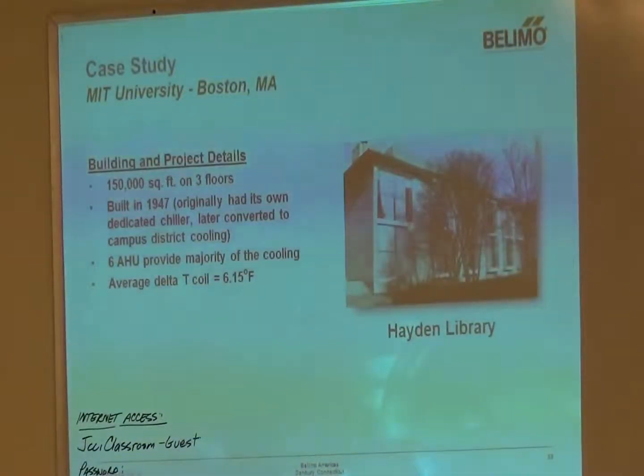Was it a constant flow system or variable flow system with the 6.15? With the 6.15 originally, it was a constant flow system when it was originally designed, but when they put it on the campus loop, it was on a variable system. Variable.